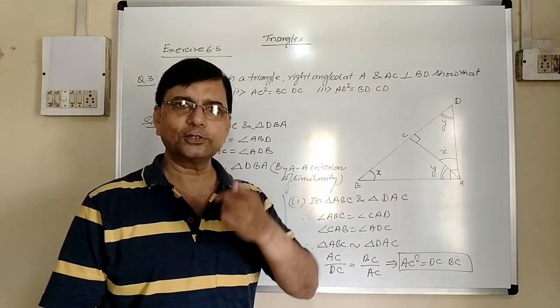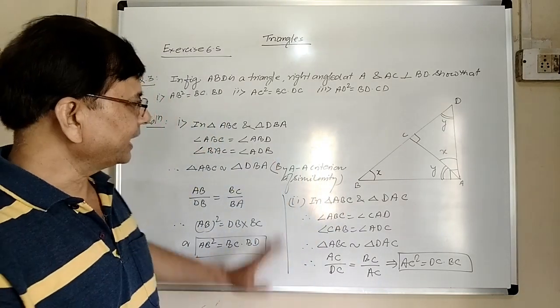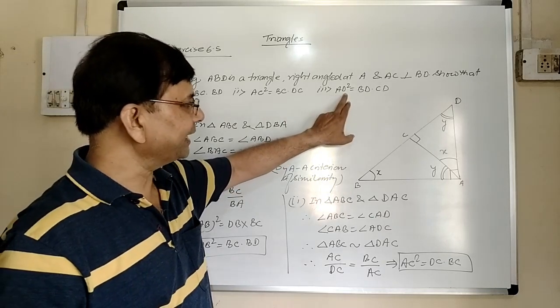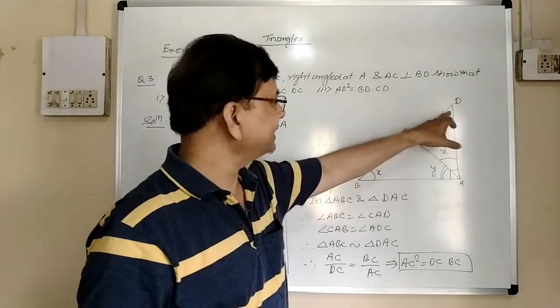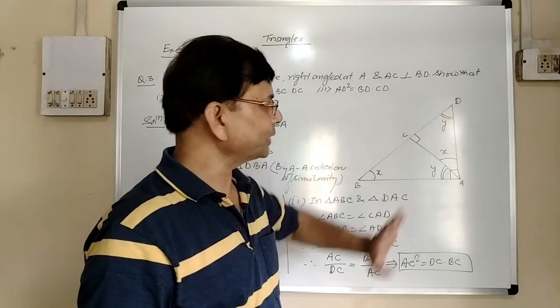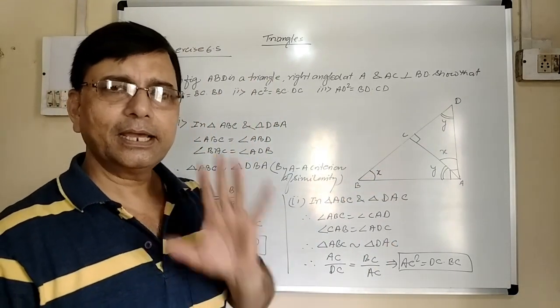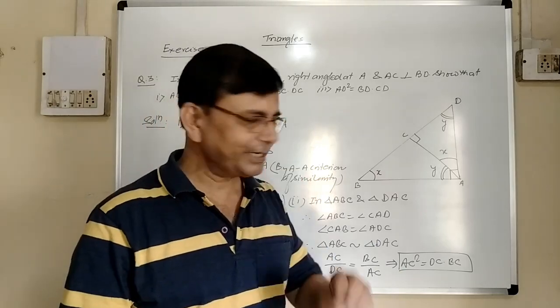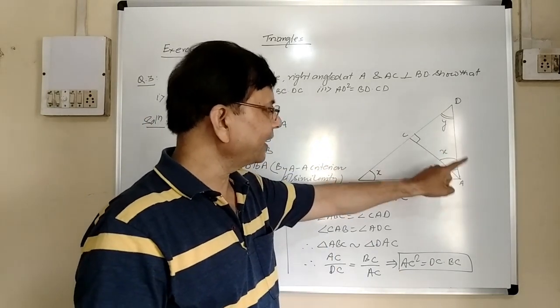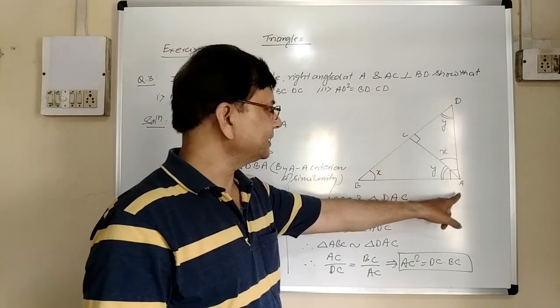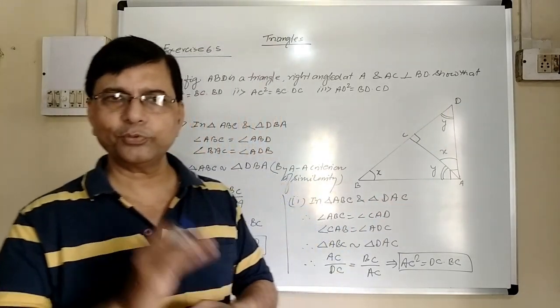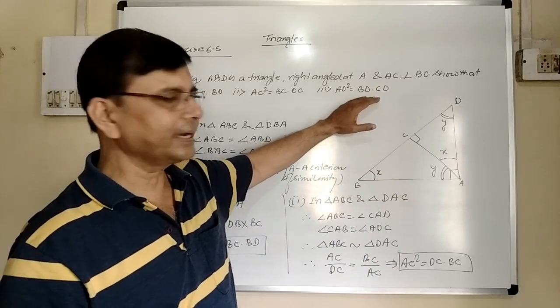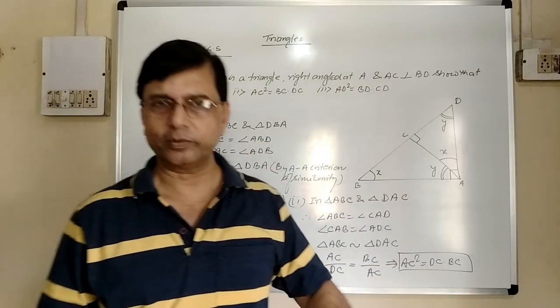Similarly, the third one is homework. You can do it on your own. Which way? Here it is AD. So AD is this, BD is this, CD is this. In this case, we will have to consider two similar triangles: one is this one, another is the big one, meaning ABD and ACD. If you consider these two triangles, you can get this relation. You can prove it on your own.